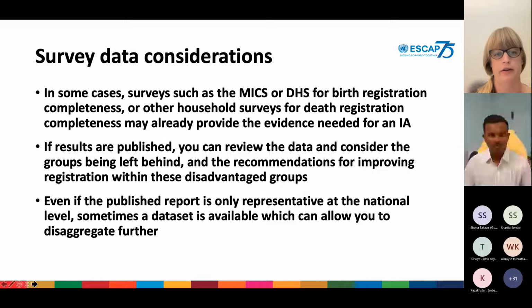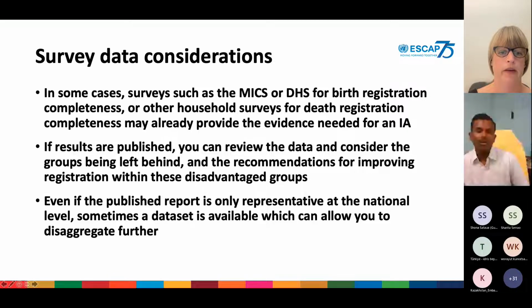And the first thing we're going to talk about is survey data. So a lot of you mentioned that you have already had household surveys such as a DHS or MICS, and many of them have disaggregated when examining birth registration completeness, which is great because that already provides some of the evidence you might need to do an inequality assessment and to start to think about who might be left behind and some interventions that could be done to improve their registration.